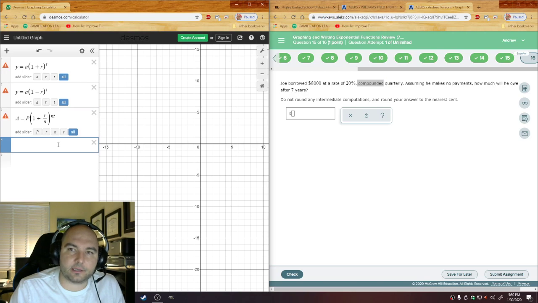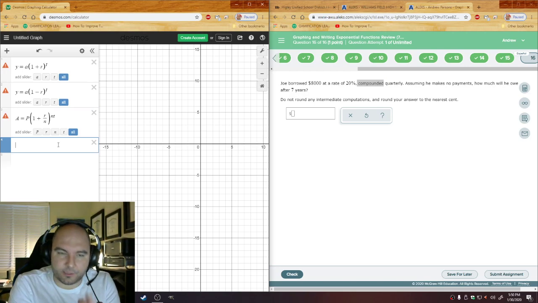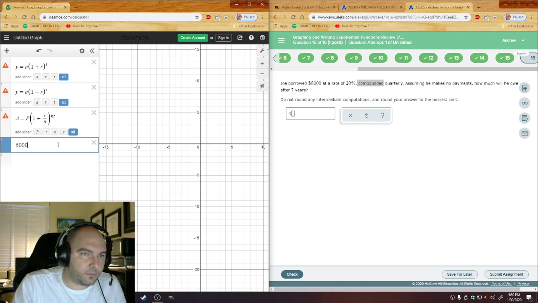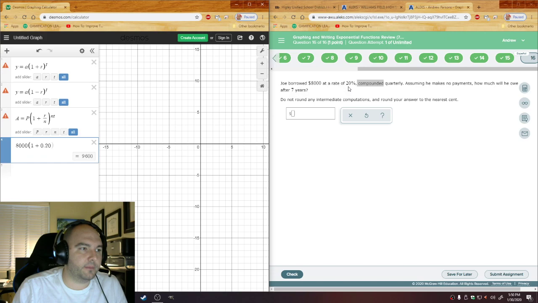So I'm not going to write A equals. I'm just going to start with P. In this case, P represents the principal, the starting money amount, 8,000. And then I'm going to put 1 plus the rate, which is 20%, which is 0.20.